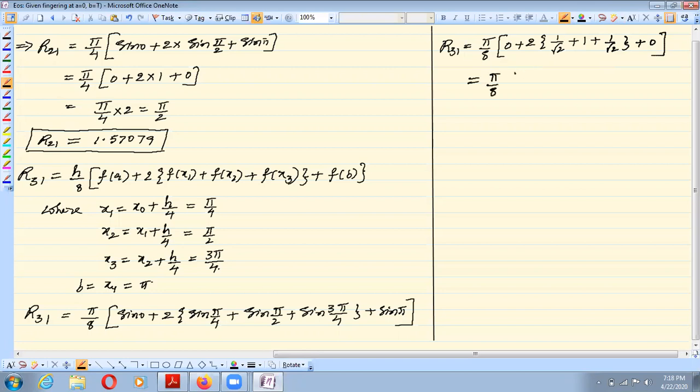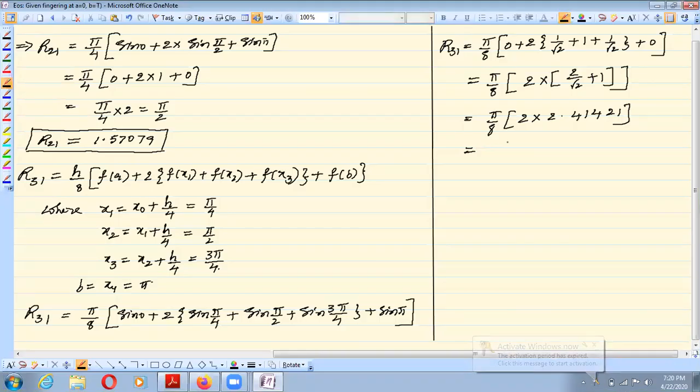So now 5 by 8 into 2 into 2 by root 2 plus 1. We can calculate this one. Here 5 by 8 into 2 into this answer should be 2.41421. Total answer is 1.89611188. So this is R31.